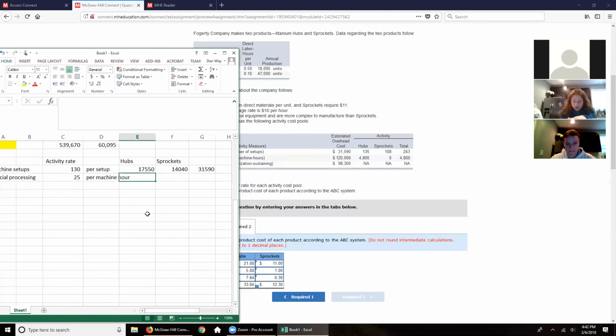And hubs, let's do this out explicitly again, just to make the point. So the rate's $25 per machine hour, and the hubs used up 4,800 machine hours. So that total cost is $120,000. And then again, just to be explicit, same rate, $25 per machine hour. Sprockets took 0, so no cost there.